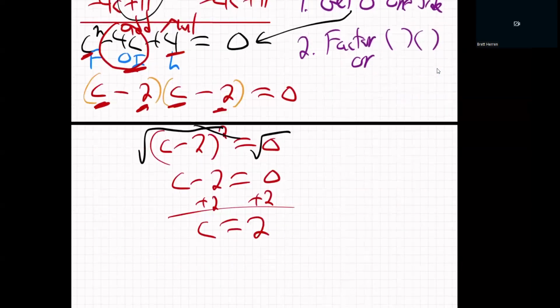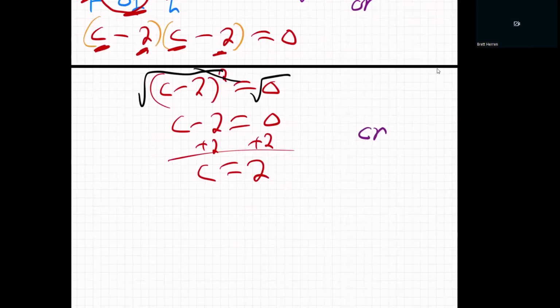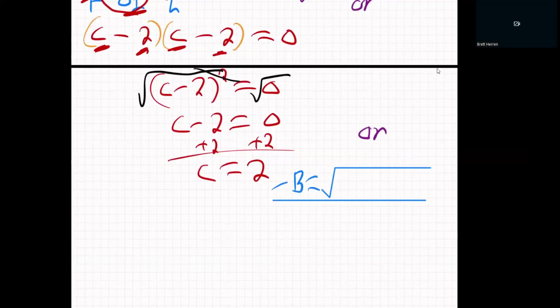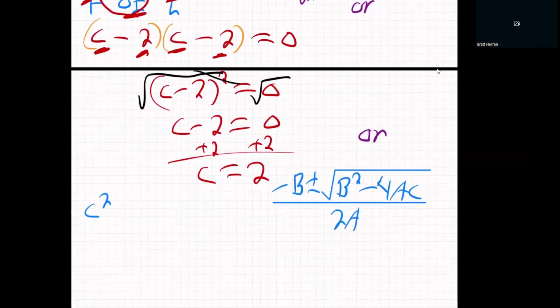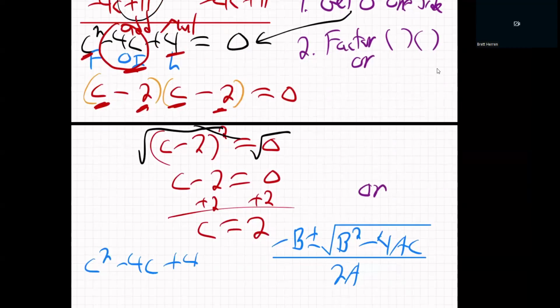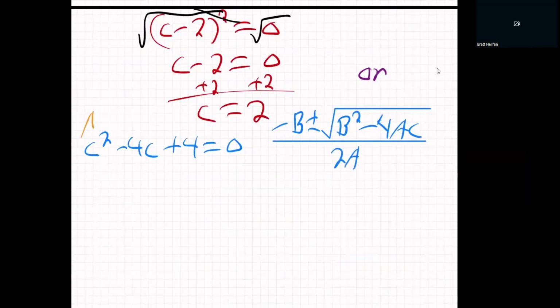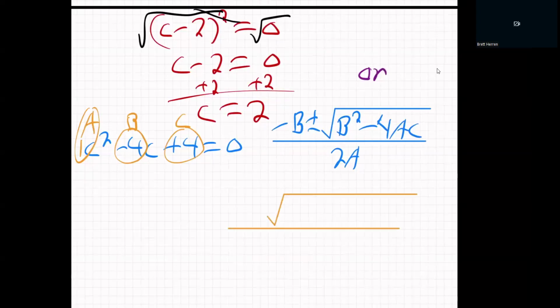Now, the other way you could do it, if you don't like all that factoring stuff, you could use the quadratic formula. Remember that? The one that goes negative b plus or minus square root of b squared minus 4ac, all over 2a. Now, what's a? So I'll bring this down. This is c squared minus 4c plus 4 equals 0. So you could do this instead. So a would be 1. It's the coefficient in front of c squared. B is negative 4. C is 4. So you just plug those into the quadratic formula.